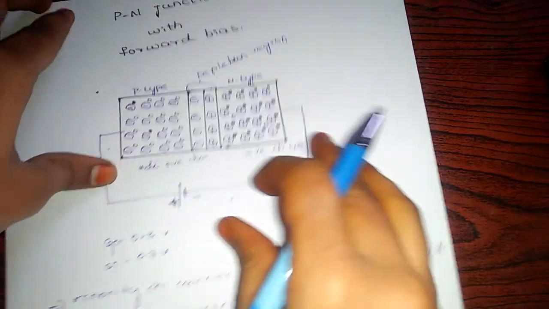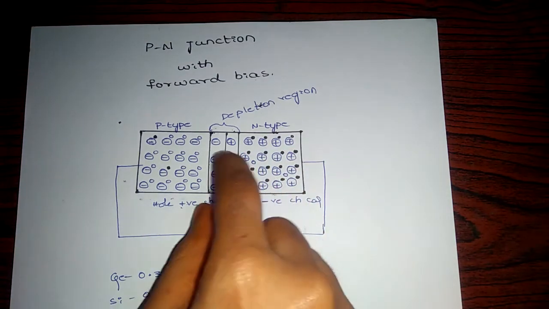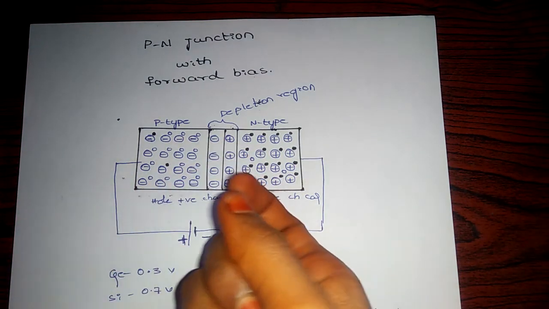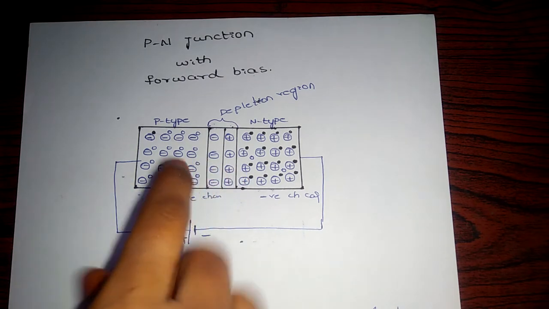In the next classes, let us discuss the VI characteristics, how the V and I characteristics differ with respect to V and I.